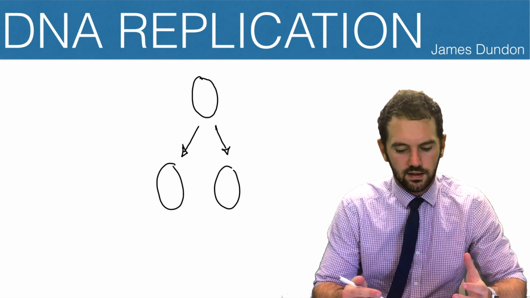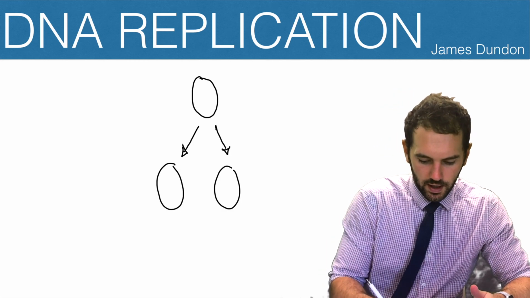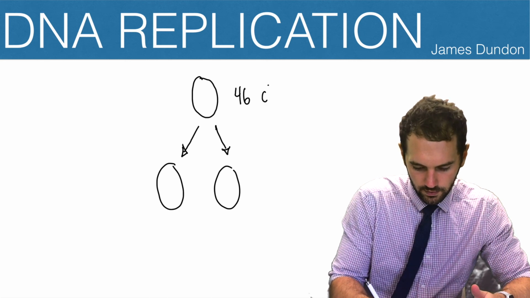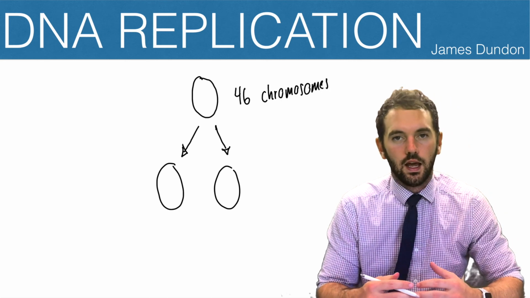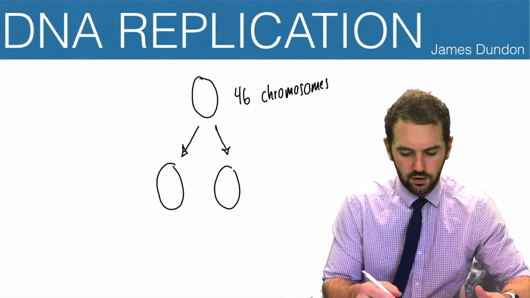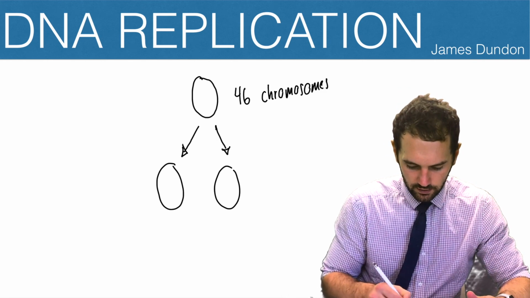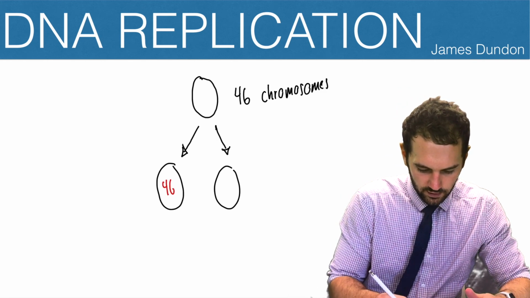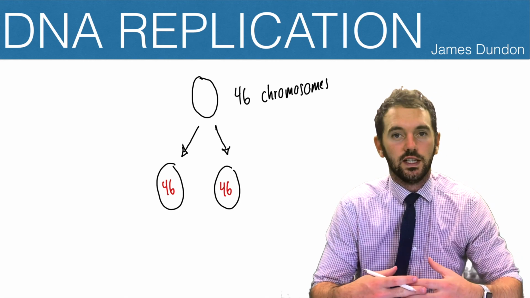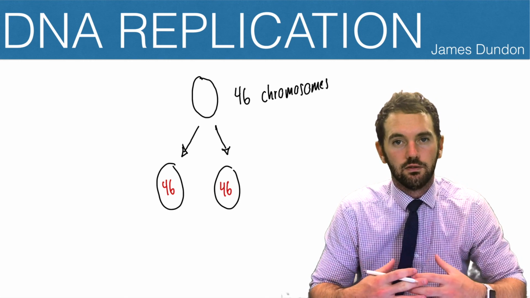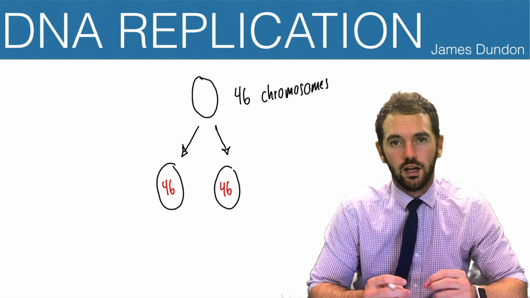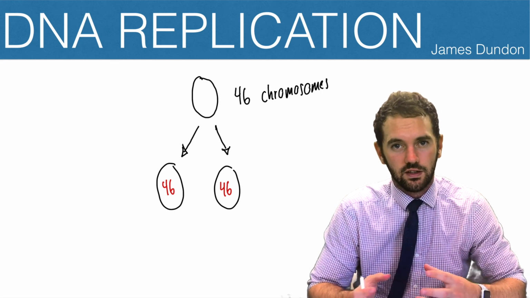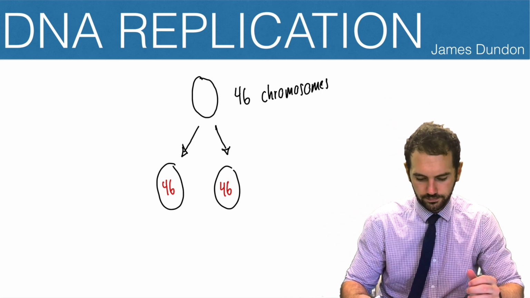And in our starting cell, let's say it's a eukaryotic human cell, we might have 46 chromosomes. We need to make a copy of those so that each new cell gets 46 chromosomes as well. So we actually need to replicate the DNA so that when we divide into two new cells, we have a complete set of chromosomes for each cell. So how does that happen?